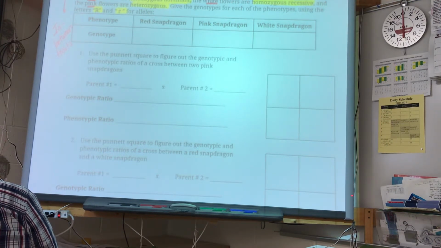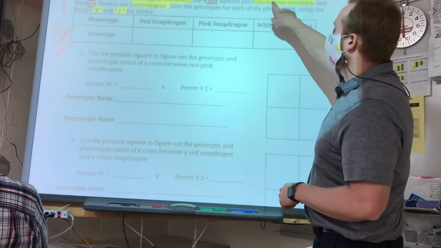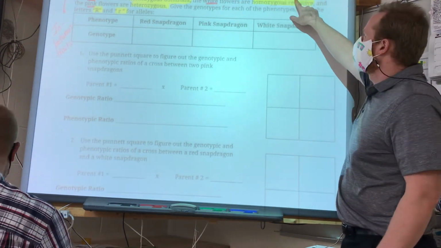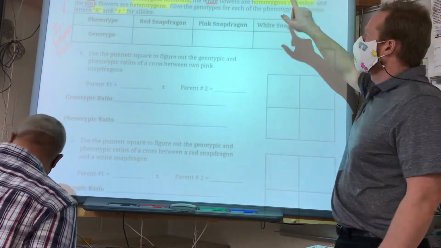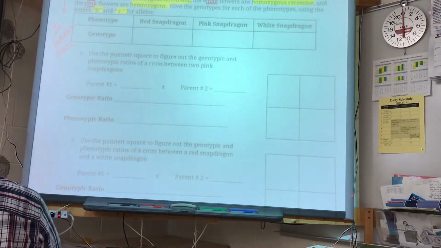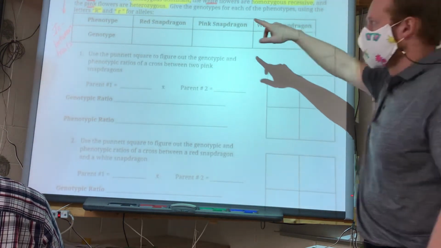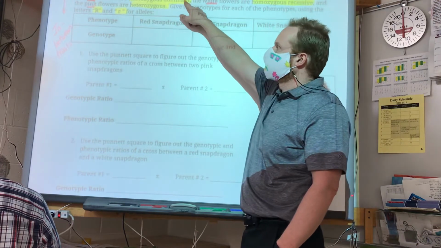So the ideas are very similar. The mechanics of Punnett squares don't change. The genotypic ratios don't change. It's really the interpretation of phenotypes that is the only difference here. So we have 3 different phenotypes. We have red flowers, pink flowers, and white flowers. The phenotypes, what we're physically going to see, are red, white, and pink. 3 phenotypes now.